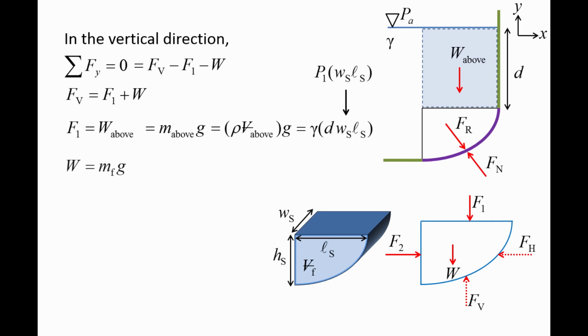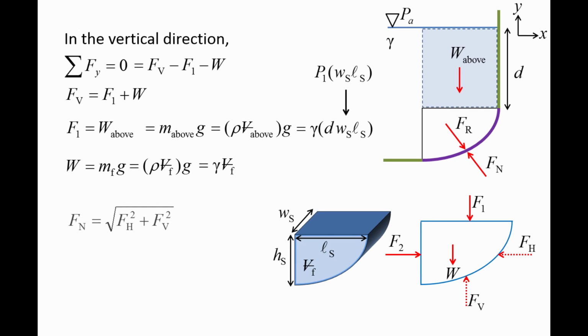The weight of the isolated fluid body is its mass mf times g. Mass is replaced by the density ρ times the volume of the fluid body Vf. Rho and g can be replaced by gamma, and we find that the weight of the isolated fluid body is gamma times Vf. At this point, we would need to know the volume of the isolated fluid body to continue. And for simple shapes, it may be easy to determine this volume. However, if the surface is irregular, then it may be difficult to determine the volume.